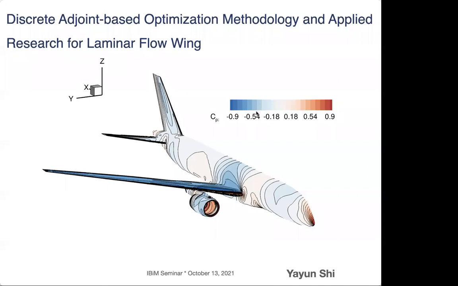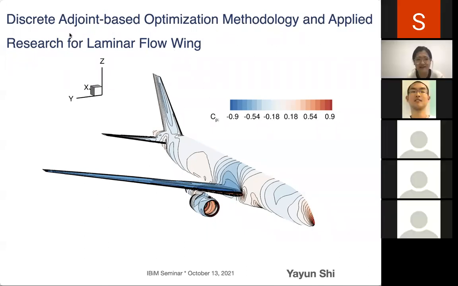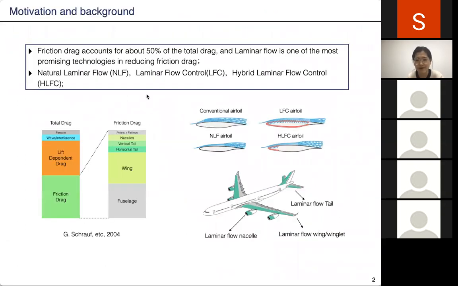My presentation today is the discrete adjoint-based optimization methodology and applied research for laminar flow wing. As we all know, drag reduction is one of the eternal goals pursued by aircraft design. There are several ways for drag reduction, such as using composite material, a new layout, and the laminar flow control technique. The laminar flow control technique aims to lower the skin friction drag.